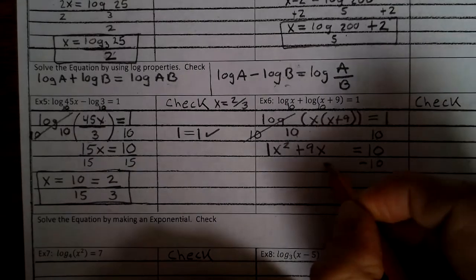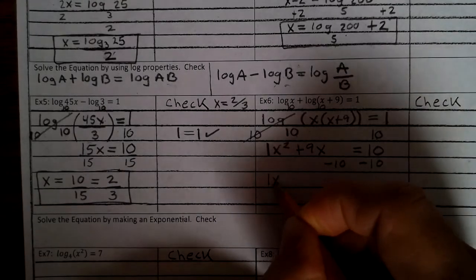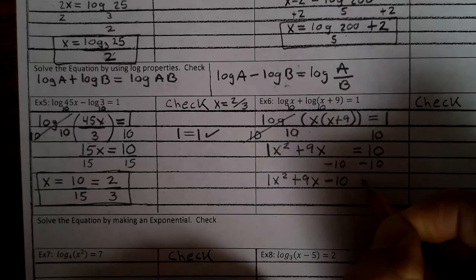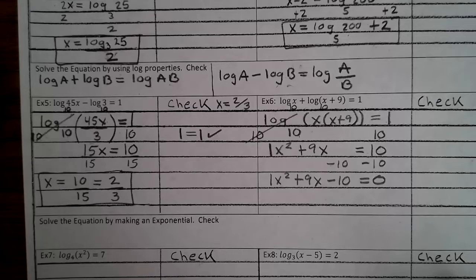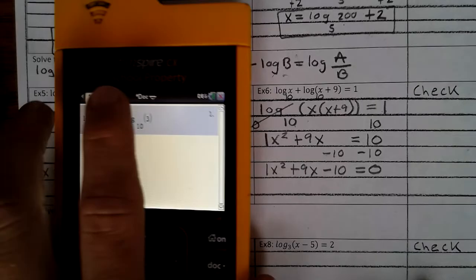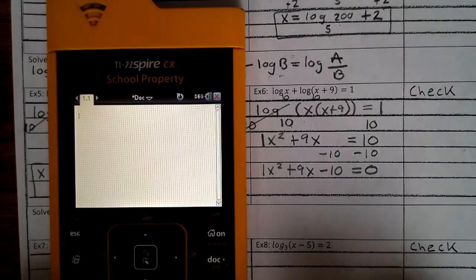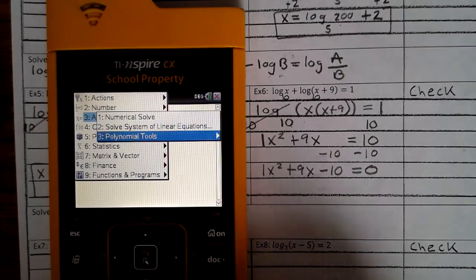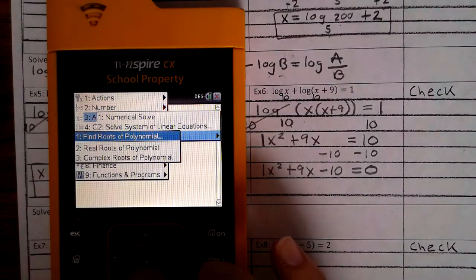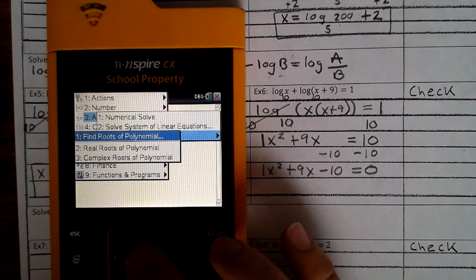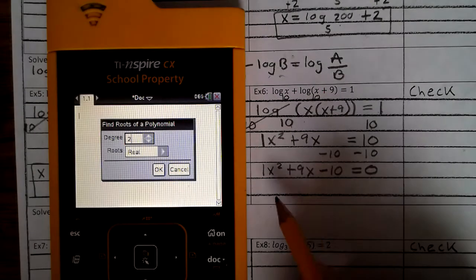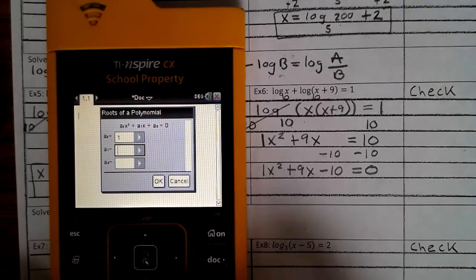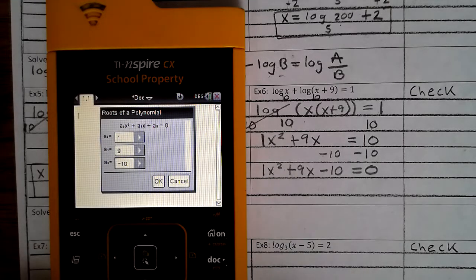At this point, we're going to use our calculator to solve. So we're going to go to Menu, Algebra, Polynomial Tools, find roots of a polynomial. The degree is 2, so press Enter. The numbers are 1, 9, negative 10. Press Enter once, twice, 3 times. So x equals negative 10 and x equals 1.